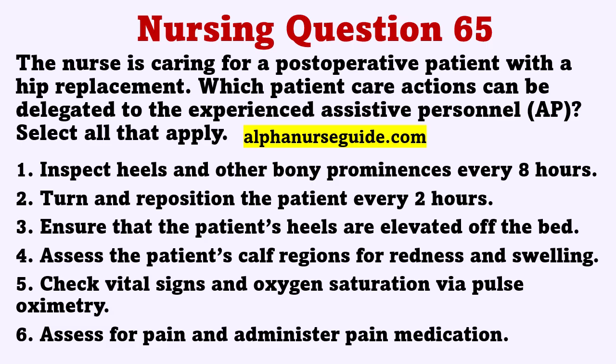The correct answers are 2. Turn and reposition the patient every 2 hours. 3. Ensure that the patient's heels are elevated off the bed. And 5. Check vital signs and oxygen saturation via pulse oximetry. Rationale. The AP scope of practice includes repositioning patients and checking vital signs, and an experienced AP would know how to check pulse oximetry and elevate the patient's heels off the bed. Assessing and inspecting patients is more appropriate to the educational level of the professional nurse.